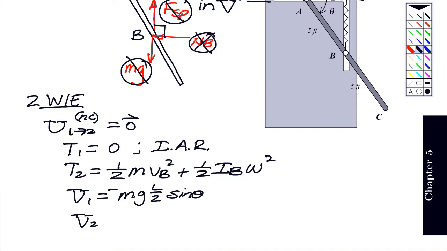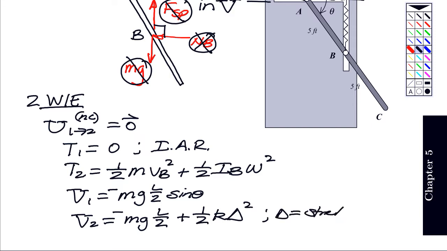The potential for position 2 is going to be mg L/2 because at that position theta is 90 degrees. Again, it's below the datum line that I chose, so I put a negative sign. The spring will add on a positive term of 1/2 k delta squared, where delta is the amount of stretch in the spring at position 2.